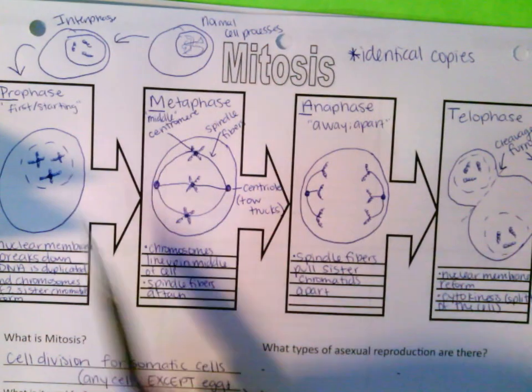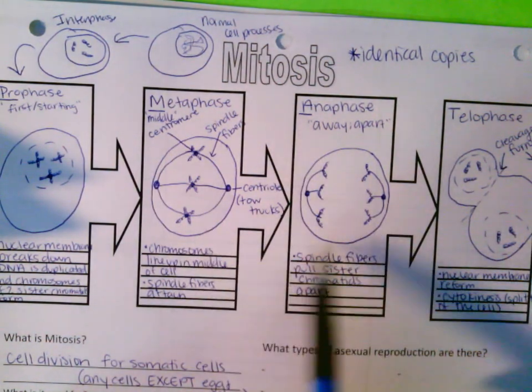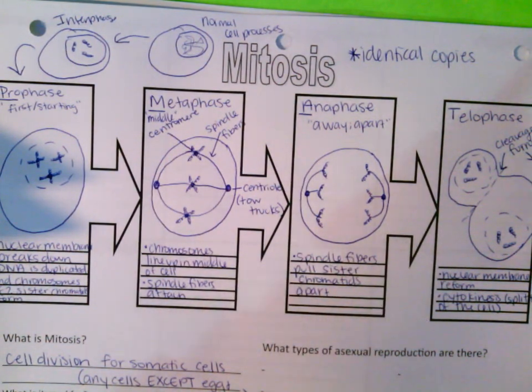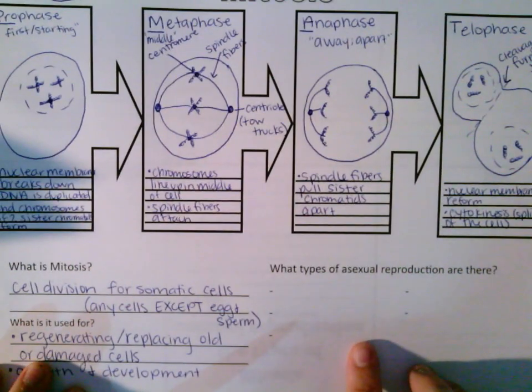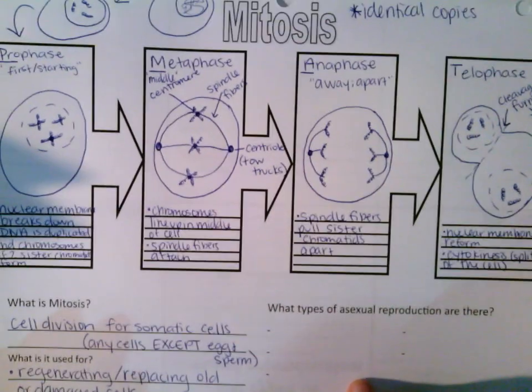And this cycle continues and continues and continues as we grow and develop and regenerate and heal ourselves, and it is a never-ending process, and that's why it's called the cell cycle. So once again, this is mitosis. This is cell division for somatic cells. There are 4 phases: prophase, metaphase, anaphase, and telophase. And we will get into this asexual reproduction section the next time we meet as a class.